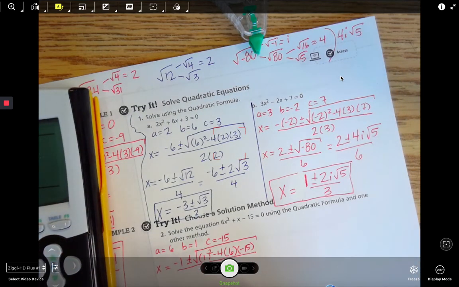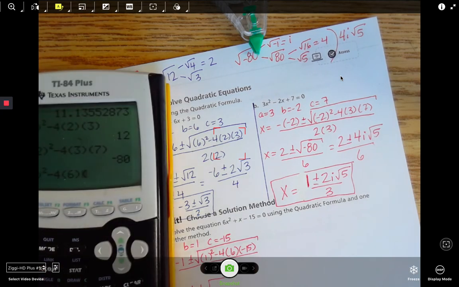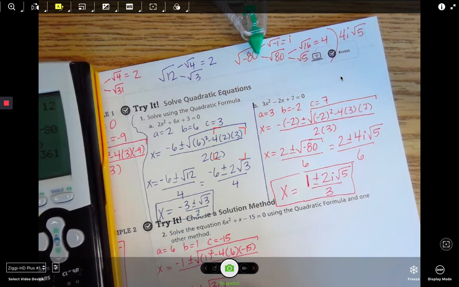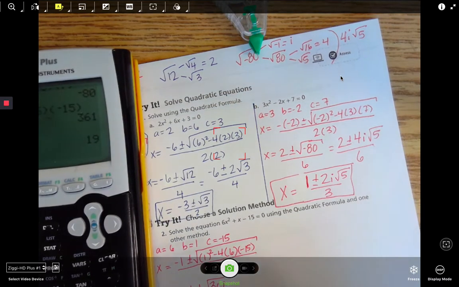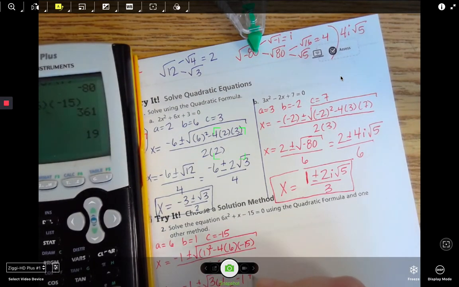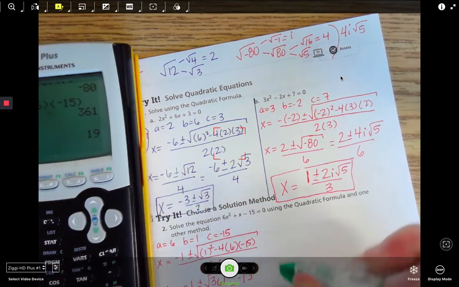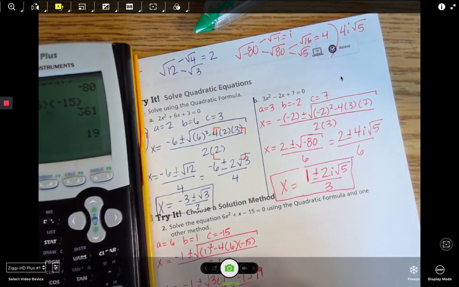So x equals negative 1 plus or minus the square root of 1 squared minus 4 times 6 times negative 15. That gives me a positive 361 over 12. Square root of 361 is 19. So negative 1 plus or minus 19, not square root, is plus or minus 19 over 12.